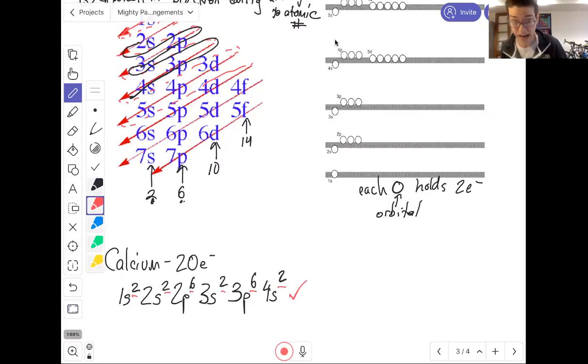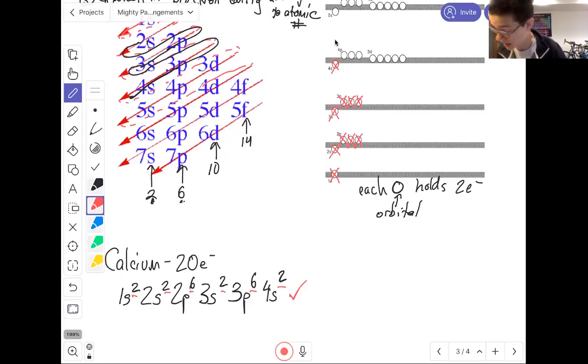Using the diagram on the right, you can say, okay, I need to put 20 electrons in this diagram, and I can put 2 electrons in each circle. So you count: 1, 2, 3, 4, 5, 6, 7, 8, 9, 10, 11, 12, 13, 14, 15, 16, 17, 18, 19, 20. I get the same thing. It's just a different way of doing it. They're both completely valid. It depends on what makes more sense to you.